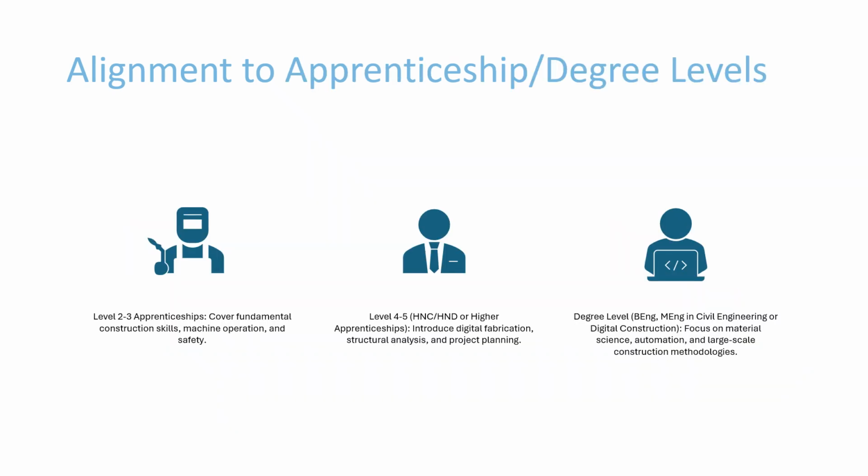Additionally, there is alignment to apprenticeship degree levels, with level 2 to 3 apprenticeships, understanding the fundamentals of construction and the printing machine operations and safety, through to a 4 to 5 level higher degree apprenticeship, introducing the digital fabrication, the structural analysis, and some of the project planning associated around managing humans and robot interfaces, through to a degree level with focus on material science, automation, and larger scale construction methodologies.